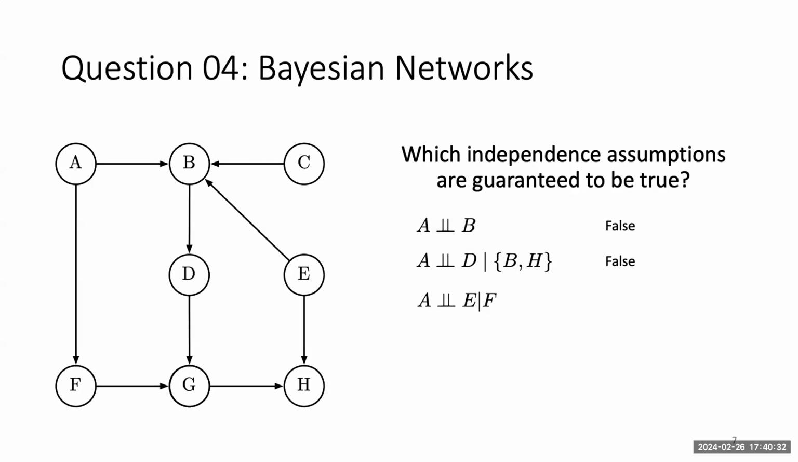True or false? All right, it's true. So why is that? Because when you condition on F, you're observing this. So let's look at all the active paths between A and E, right? So you have A and E.